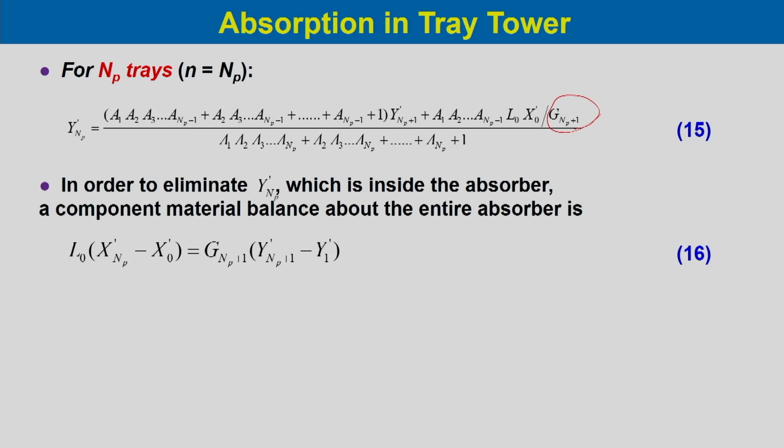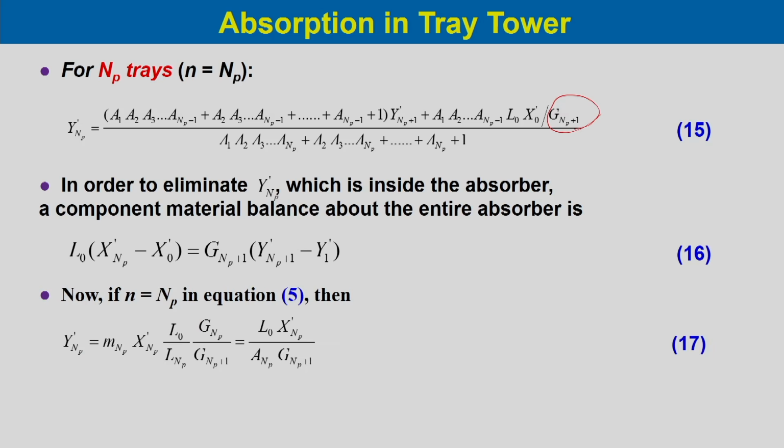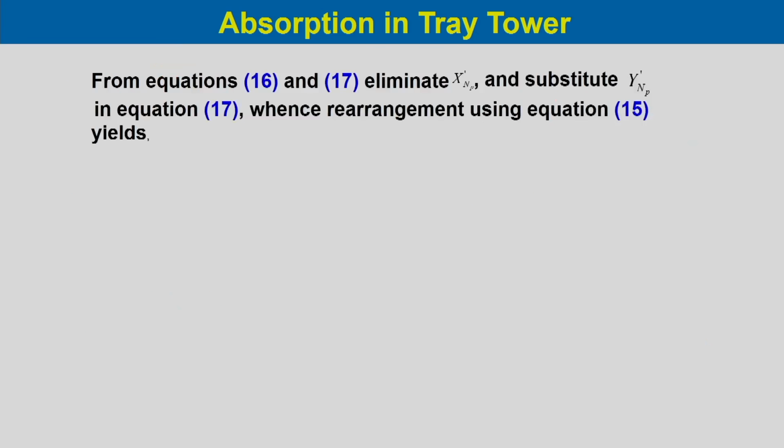So, which is over here. This is the entire absorption tower component balance, and if n is equal to n_p in equation 5, then we can write this is y_{n_p}'. So, this is the equation, and then from equation 16 and 17, eliminate x_{n_p} and substitute y_{n_p}' in equation 17.